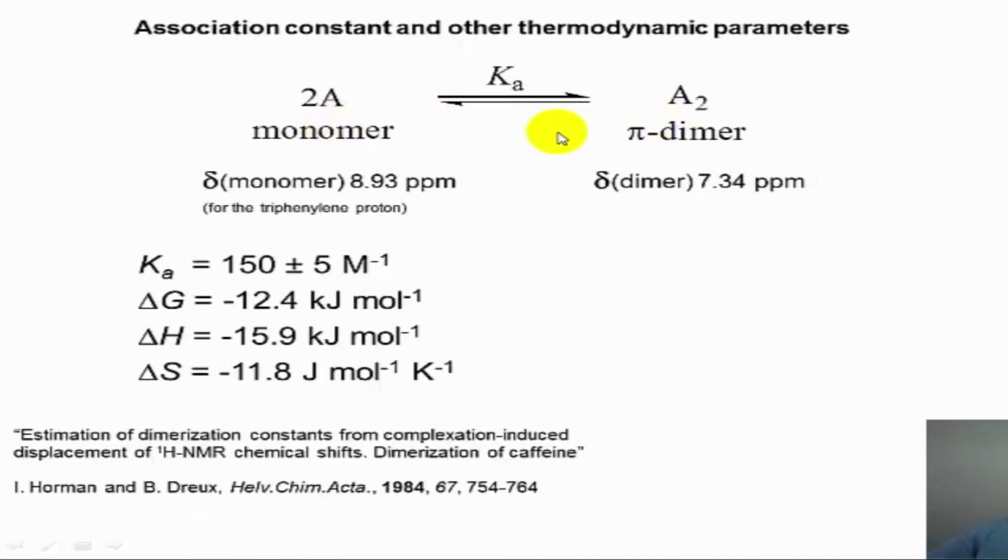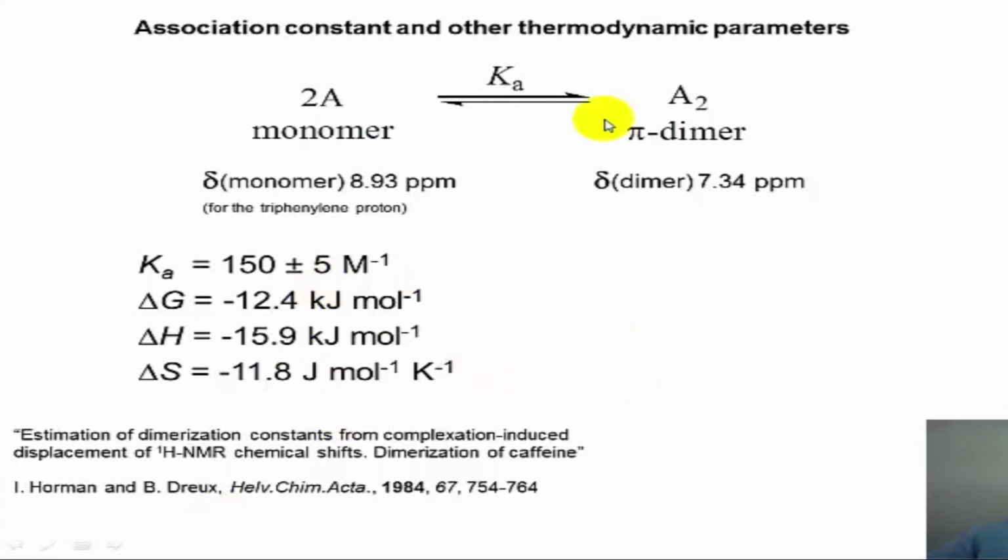Now based on this equilibrium, from the NMR spectra one can determine the delta for the monomer to be 8.93 ppm for the triphenylene protons, and the delta for the dimer to be about 7.34 ppm or so. Using these values, one can calculate the mole fraction of the dimer and the monomer at a given temperature, and based on the variable temperature NMR spectroscopy, the association constant turns out to be 150 per mole or so. These are the thermodynamic parameters corresponding to this particular equilibrium, calculated based on the variable temperature NMR spectroscopy.